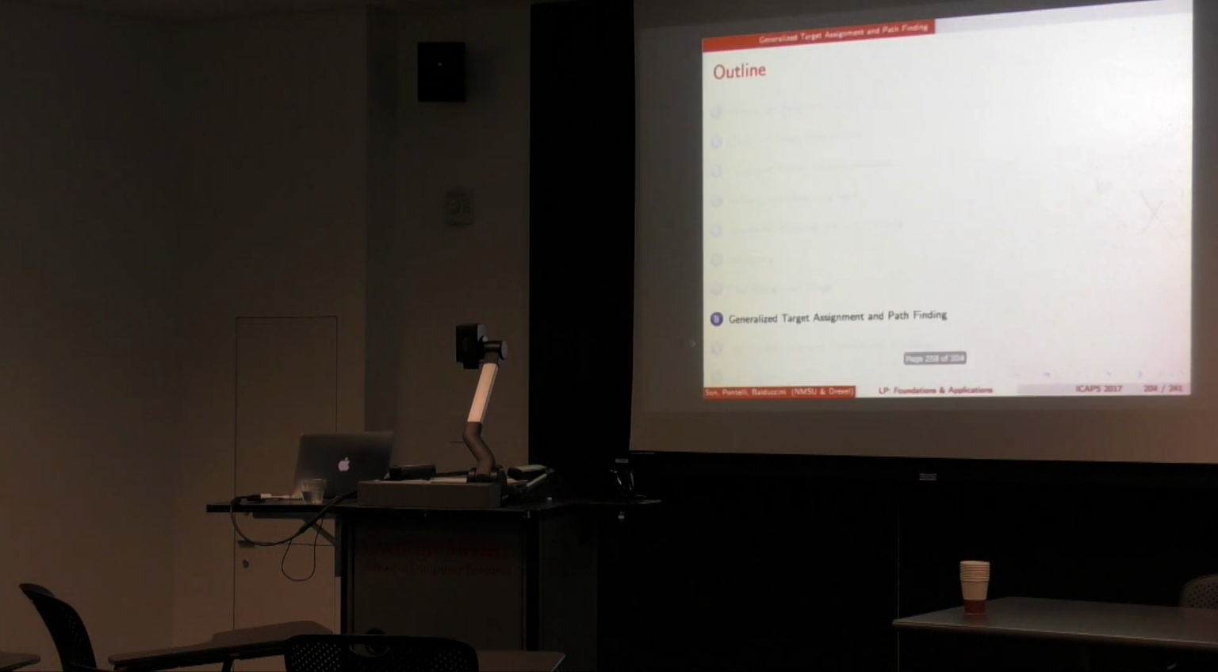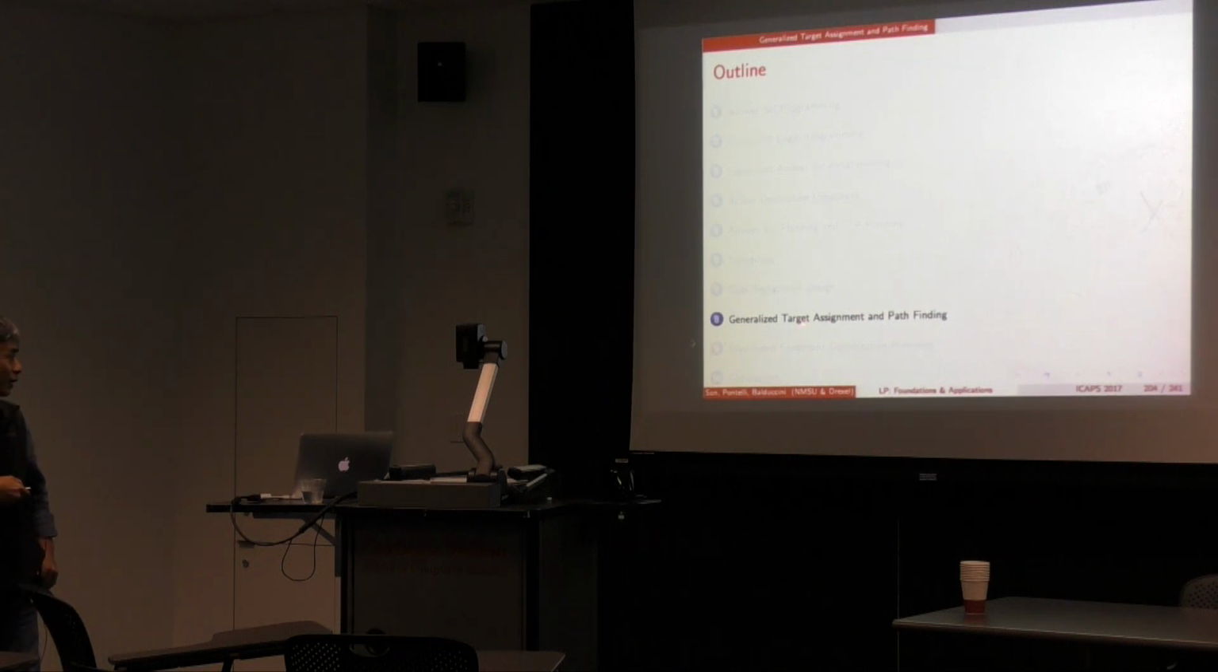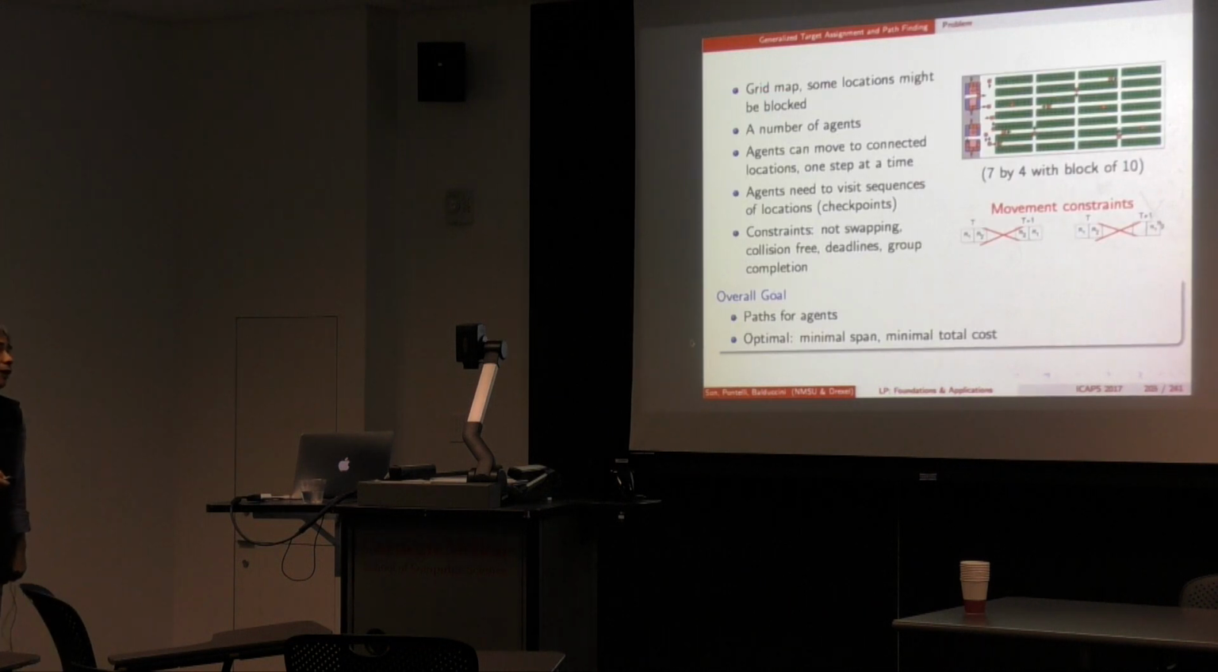And I have 3 minutes to talk with you about something quite interesting. This is the problem that we call generalized target assignment and pathfinding. To give you an idea, how many of you are aware of this Kiva system by Amazon? Yeah. So that's the one, right?